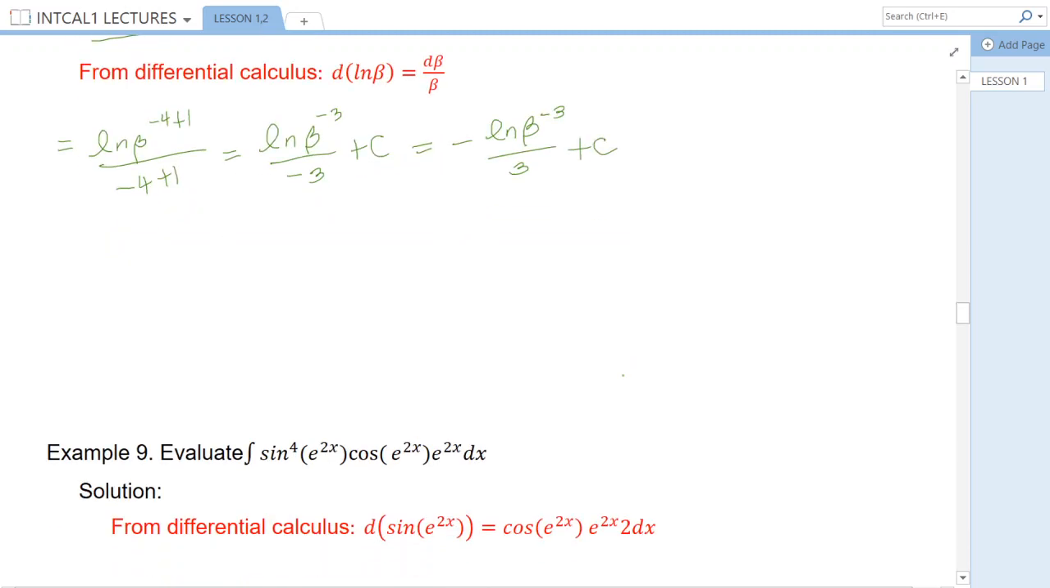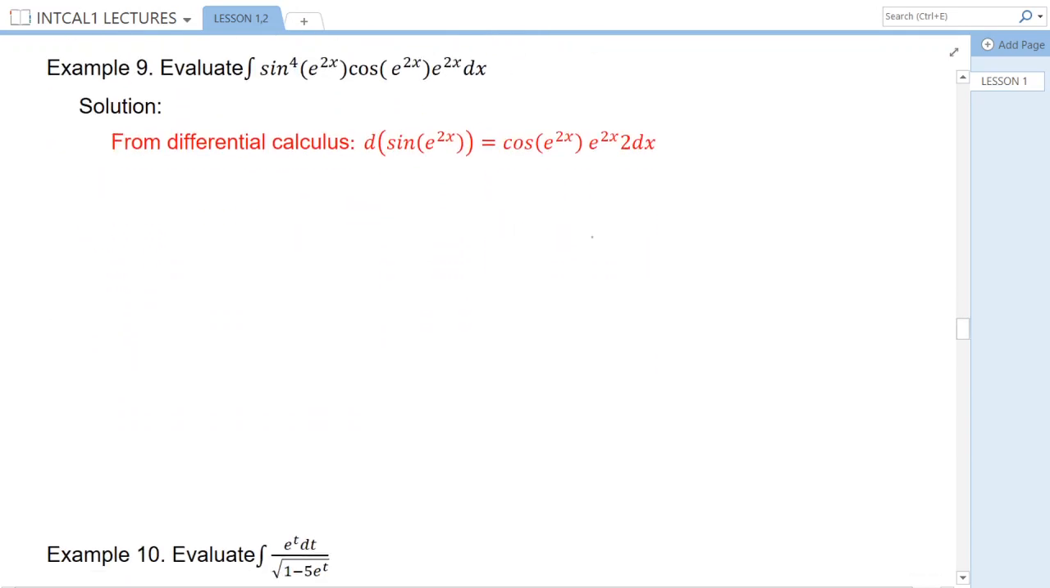Okay, this can be written also again, that is equal to negative 1 over 3 ln of beta raised to 3 plus c. It's the same for this one. Okay, so next, evaluate the integral for sine raised to 4 e raised to 2x cosine e raised to 2x e raised to 2x dx. Okay, so don't forget that e is Euler's number, that is a mathematical constant, so that is equivalent to 2 point something, that is an ending.